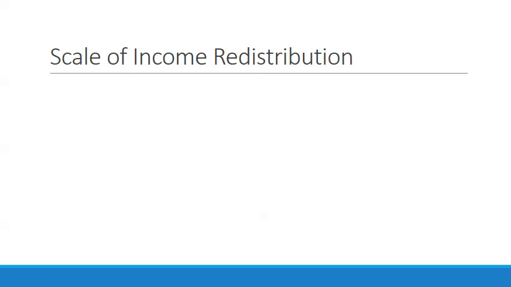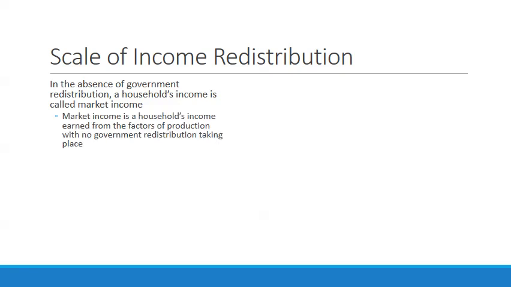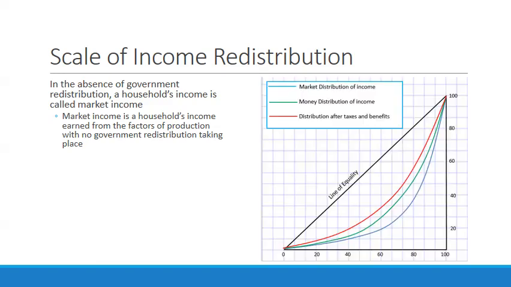We'll look at the scale of income redistribution. So by scale, of course, we're talking about the size of it. In the absence of government redistribution, a household's income is called market income. Market income is a household's income earned from the factors of production with no government redistribution taking place. So basically, market income, that's our incomes. This is what we are making, and there's no movement of money.